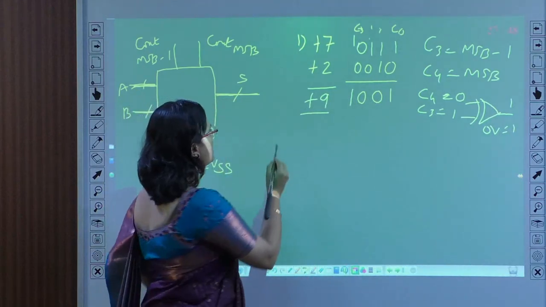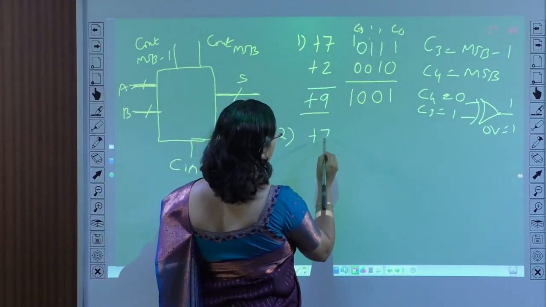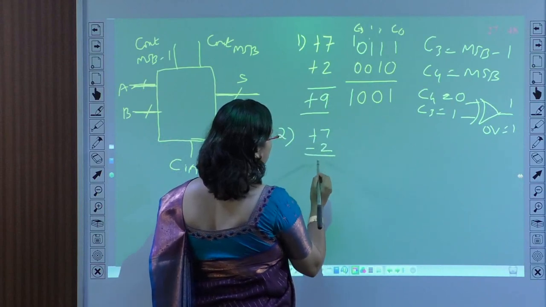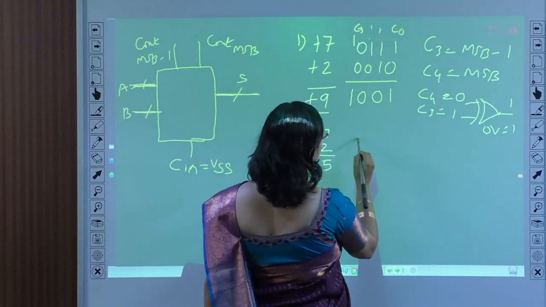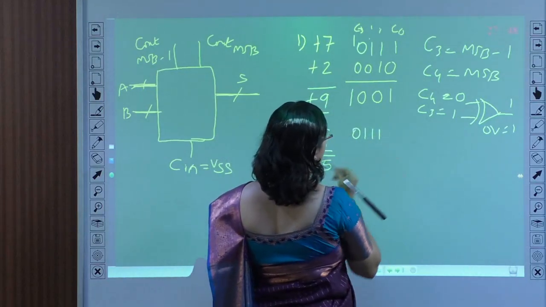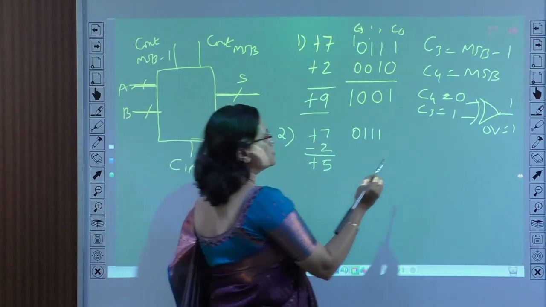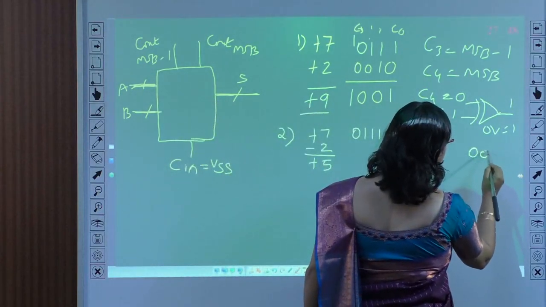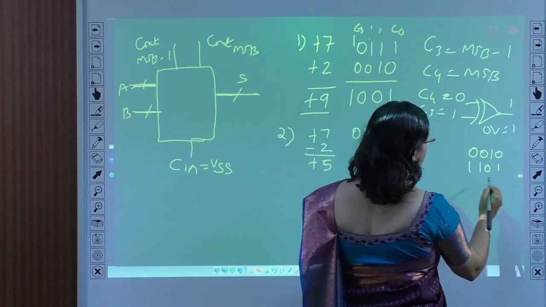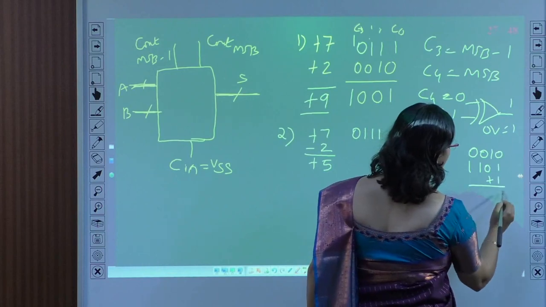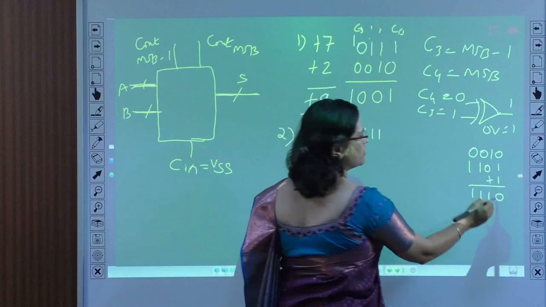Similarly, if you take the second case, plus 7 minus 2, what is the answer you get? Plus 5, right? So plus 7, you write it as it is. Then minus 2, you can do with the 2's complement. So 2 is 0010. Take first the 1's complement, and then if you add plus 1, you get 0111. So 1 plus 1 will be 0.